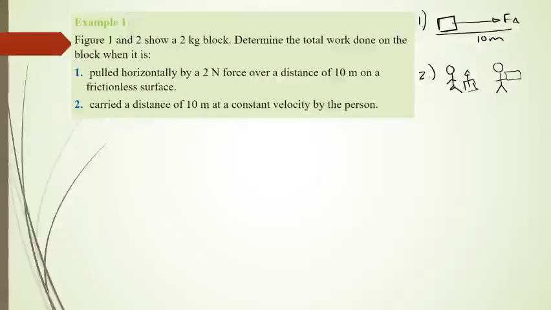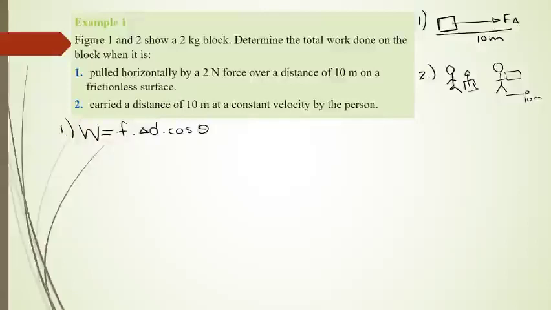In his little hands, and then he moves 10 meters to the right. So, how are we going to calculate each one? Number one, it's pulled over a horizontal surface by 2 newtons. So let's apply our work equation. Work is equal to the force times the change in distance times cos theta.